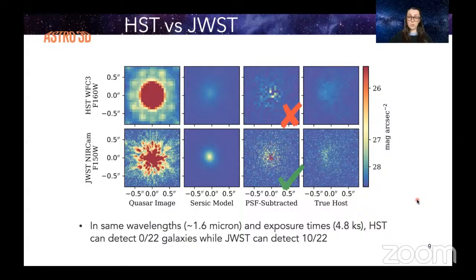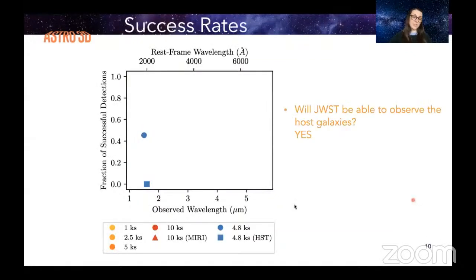Looking at all 22 of our quasars, we find that HST can detect none of these host galaxies, while JWST in the same exposure times and wavelengths can detect 10 of the 22. We can visualize that here. We've got the fraction of successful detections as a function of wavelength, Hubble detecting none, James Webb detecting almost 50%. And so to answer the question, will JWST be able to observe the host galaxies? It seems a very promising yes. But can we do better than 50%?